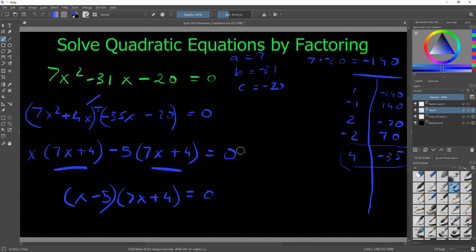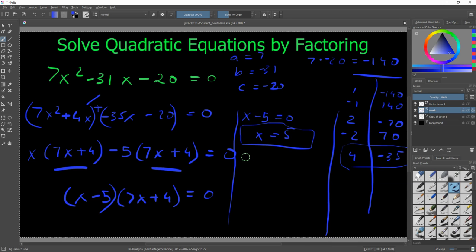And then to solve for that, you set each of them equal to 0. So I'm going to do that right here. So x minus 5 is equal to 0. That means x is equal to 5. That's 1. And then you have 7x plus 4 is equal to 0. Subtract 4 from both sides. 7x is equal to negative 4, divided by 7. x is equal to negative 4/7. Okay, this or that. Those are your solutions.